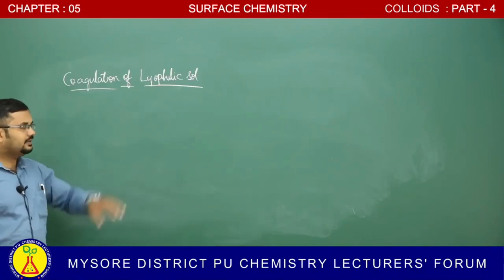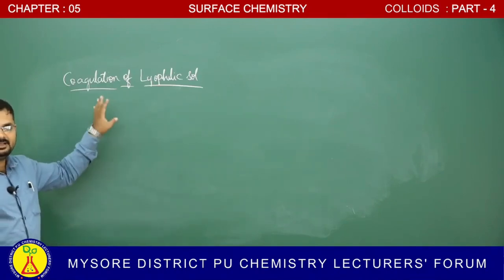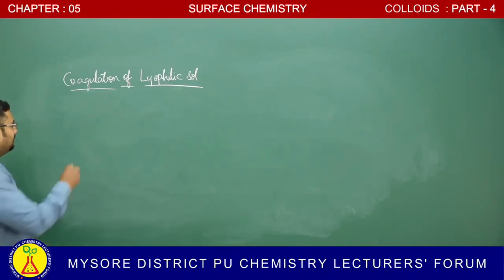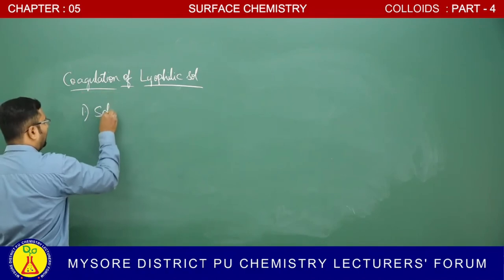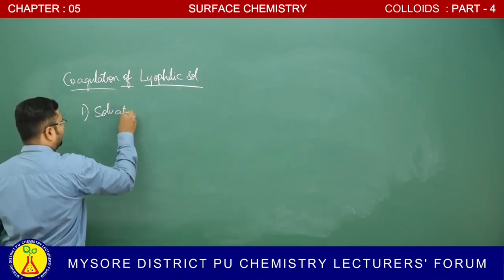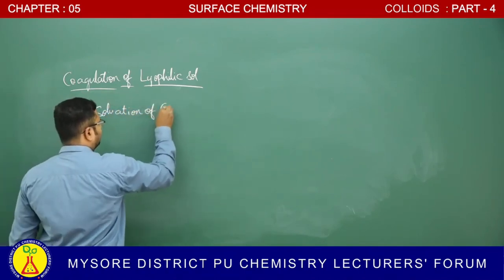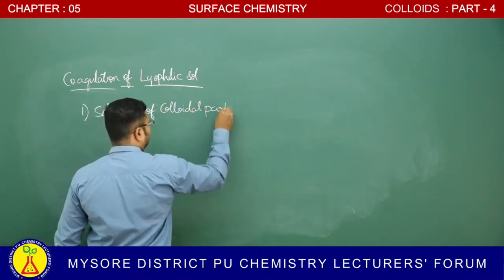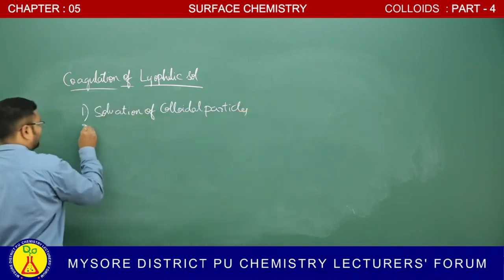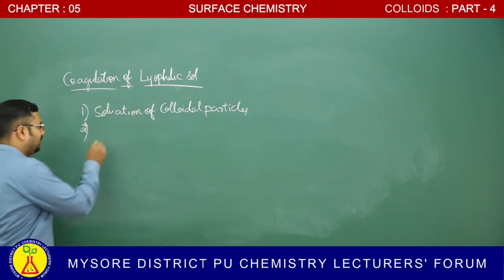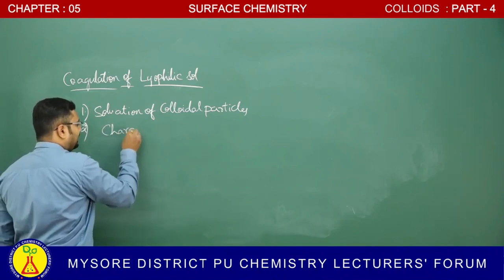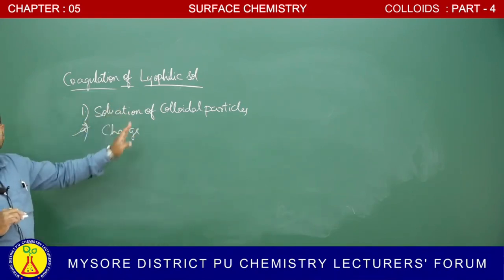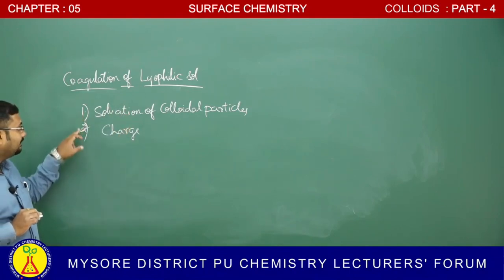Next, we have coagulation of lyophilic sol. This is entirely different from lyophobic sol. Here you have two factors. First factor, solvation of colloidal particles. Number two, charge. You already know that charge is the one factor when we coagulate lyophobic sol. You saw different methods to coagulate, but here you have two types.